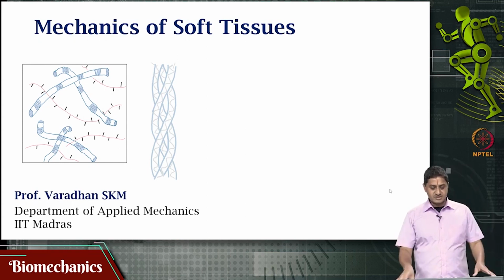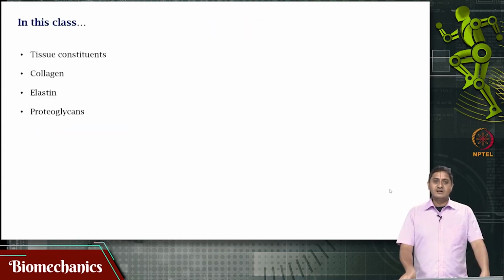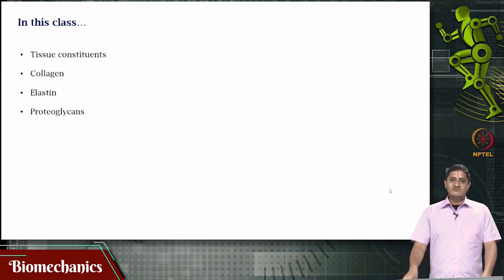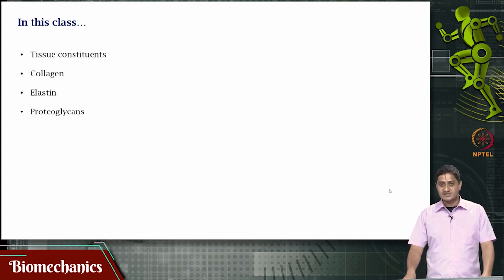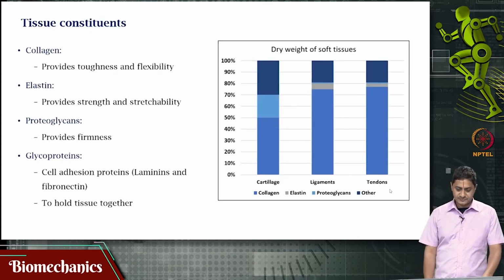So, in the picture you see some examples of soft tissues, the triple helix structure of collagen for example. In this video, we will be looking at various constituents of tissues. We will be looking at collagen, how much collagen is present in each type of biological material, elastin, how much elastin is present in various types of biological materials, and proteoglycans. Okay. So, what are soft tissues?